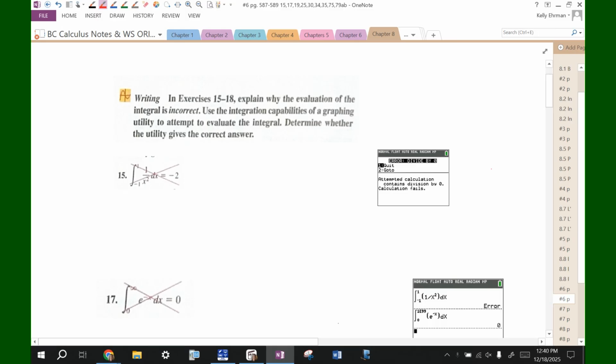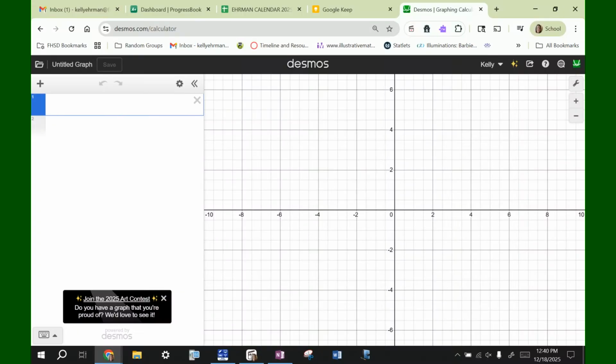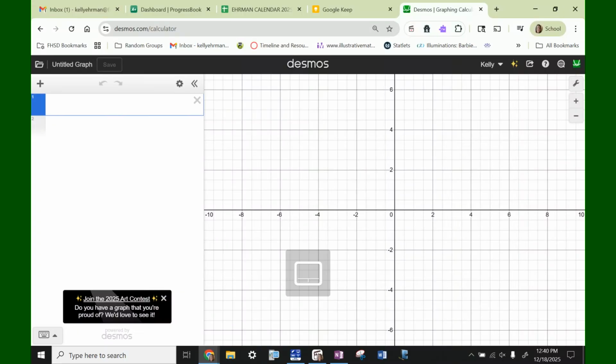The issue here is that there is a discontinuity at 0. So 1 over x squared is undefined at x equals 0. So you would have to split this into two integrals and use limit notation. Let's see what happens in Desmos. You're finding out with me in real time.